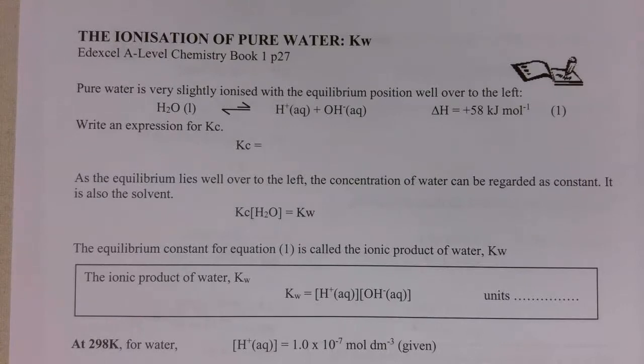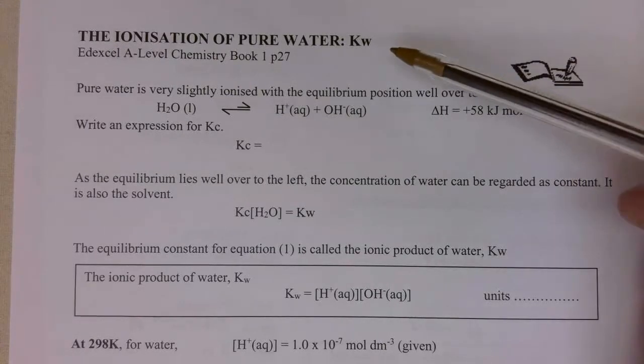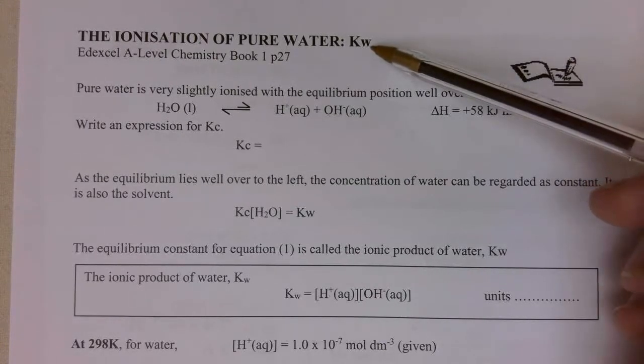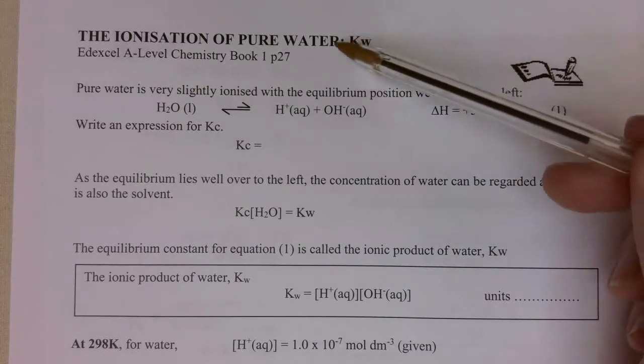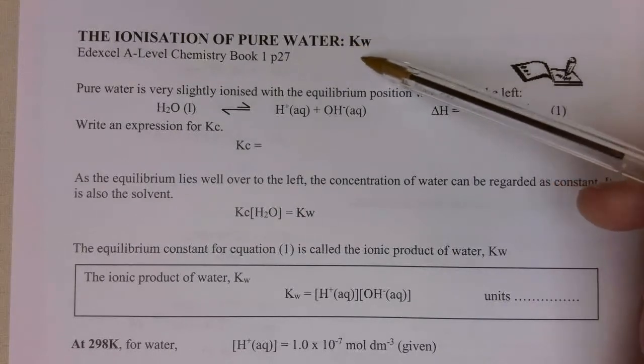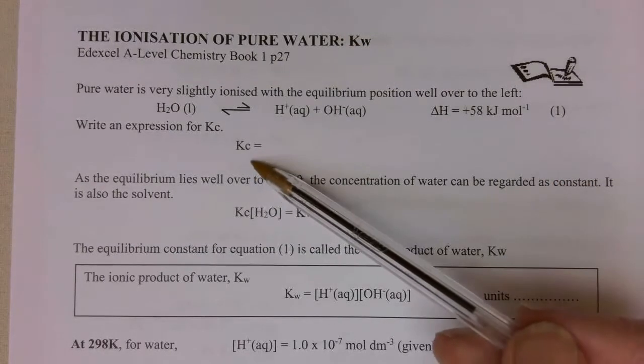So we're going to have a break from pH for a minute, and we're going to concentrate on the ionization of pure water. So this is a new K value. You've looked at Kc and Kp. We're now introducing a new idea, which is Kw. But we're going to be starting from something you do know, and that is Kc.